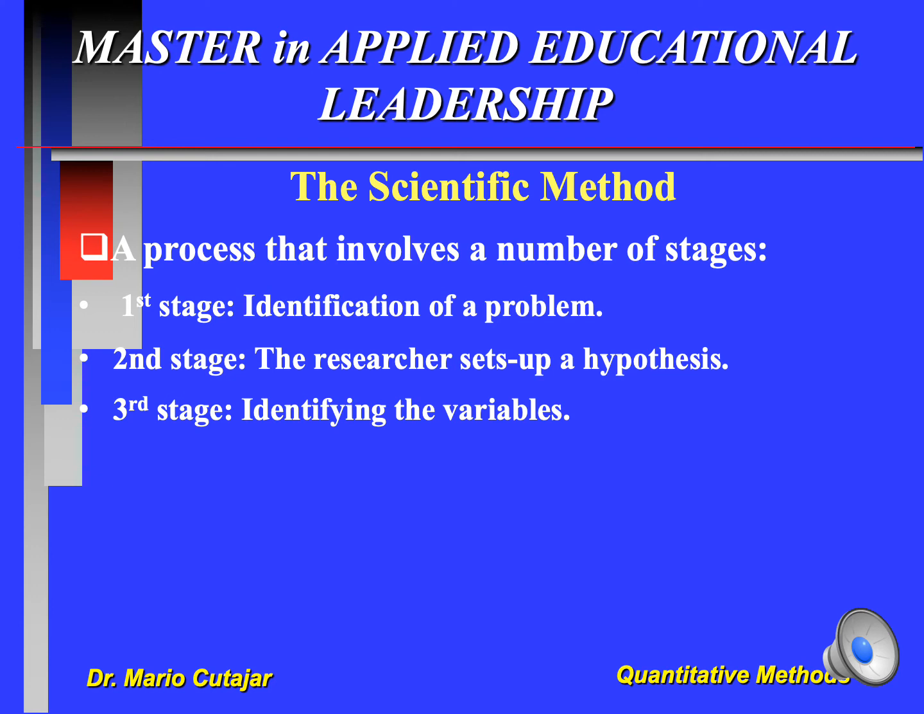Identifying a problem. A problem can arise in the framework of a theory, not in a vacuum. The researcher sets up a hypothesis, so he usually forms a general theory. The researcher needs to identify variables. Remember, a variable is an attribute, that is, a value or category that varies when we measure it.